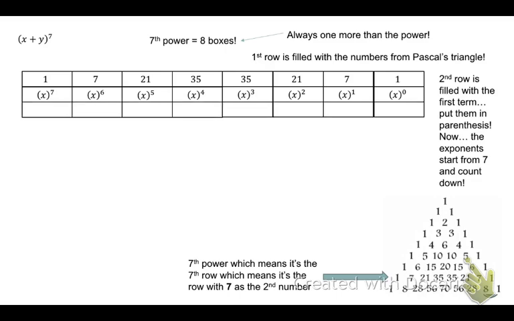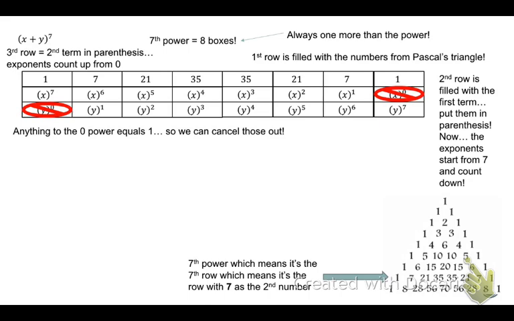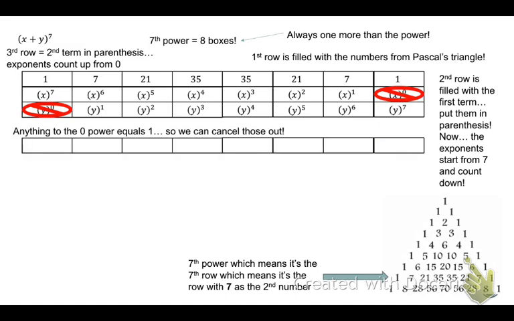And then the third row, this is where you put the second term in parentheses. So this is going to be the y. And we ended at 0, so now we're going to start at 0. You end at 0, so you start back at 0, then 1, 2, 3, 4, 5, 6, 7. Now anything to the 0 power equals 1, so we cancel those out. Those are gone. And then we simplify these down.